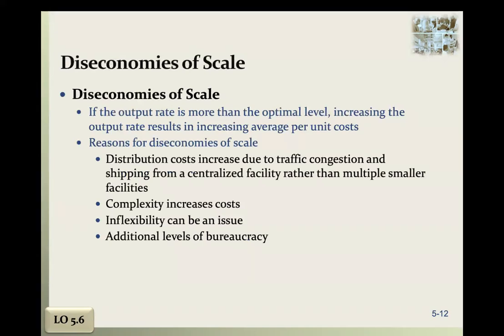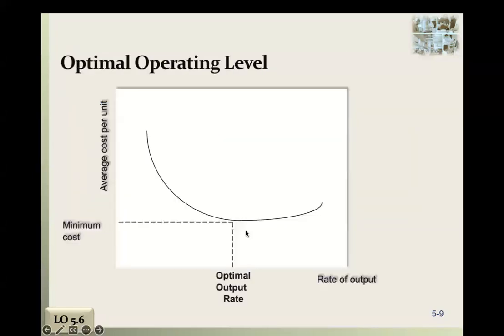Okay, now let's talk about diseconomies of scale. Which means we are talking about the right side of that point. If the output rate is more than the optimal level, increasing the output rate results in increasing average per unit cost. So let's go back to this one. We are at this point, and if you further increase your output rate, then a time will come when your cost will start increasing, and it will follow this pattern. Note the movement of the cursor. So this will be the pattern. It will be going up.